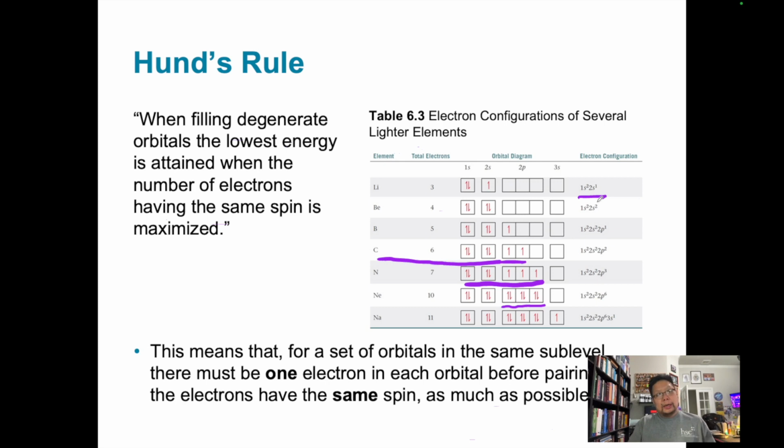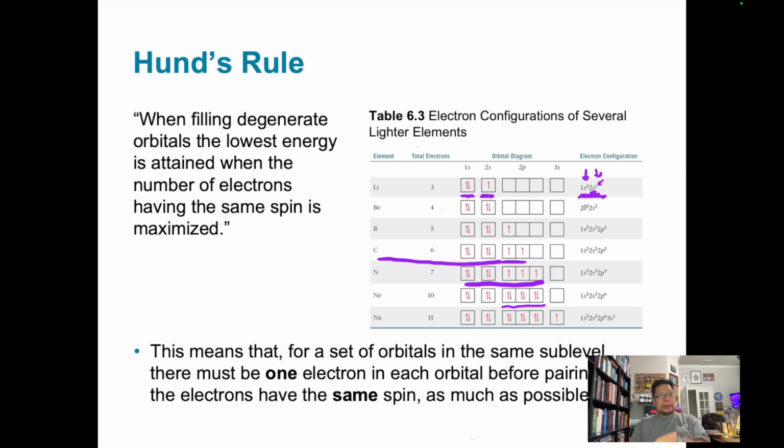right here for lithium. You notice it says 1s2 and then 2s1. What does that mean? That means that in the 1s orbital there are 2 electrons. Next, it says 2s, which means we're at the 2s orbital right here. And how many electrons are in the 2s orbital? Well, there's only 1. So that's why the electron configuration for lithium is 1s2, 2s1.